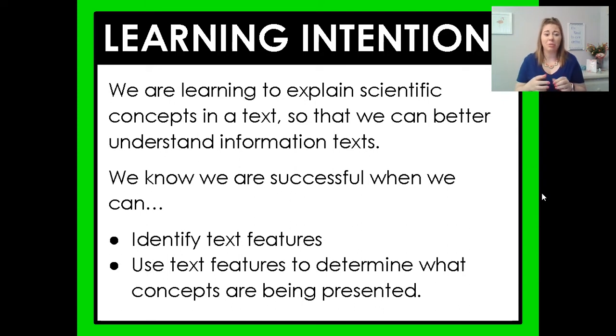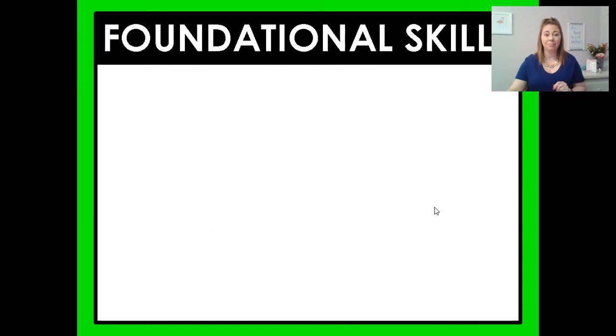So we know we're successful when we can identify text features and then use those text features to determine what concepts are being presented. Today we're really going to focus on thinking about these scientific concepts based on text features. Remember, text features are things like pictures, diagrams, graphs, charts, tables, maps. We're going to be using some of those to help us understand what the author is talking about.